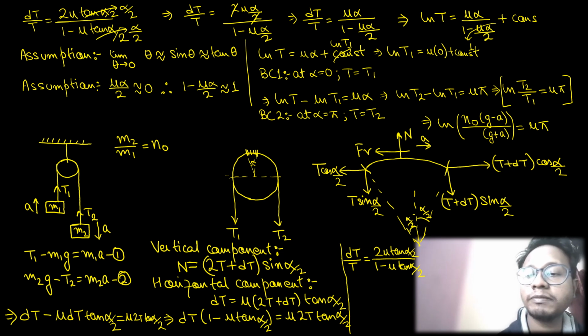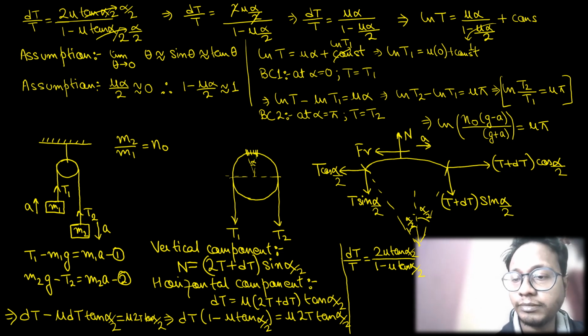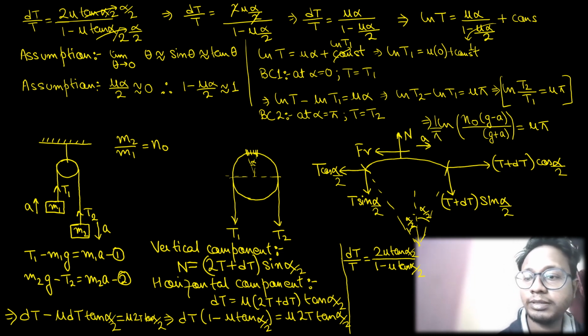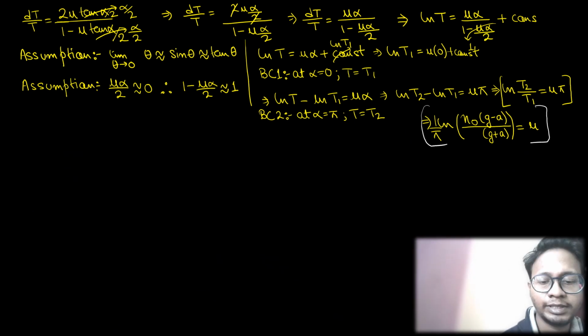So mu is equals to 1 by pi ln n naught (G minus A) divided by (G plus A). So this is our answer. The value of coefficient of friction is equals to 1 by pi ln n naught into (G minus A) divided by (G plus A). Some of you might be confused with the answer that I'm getting.